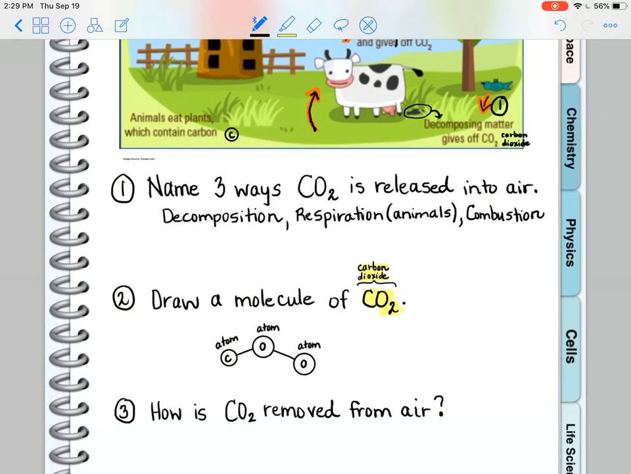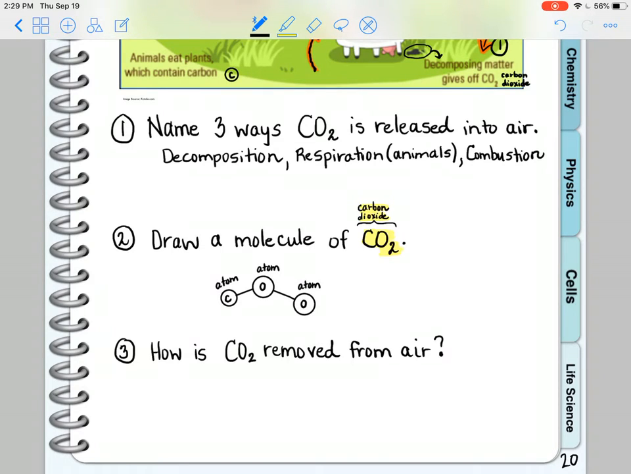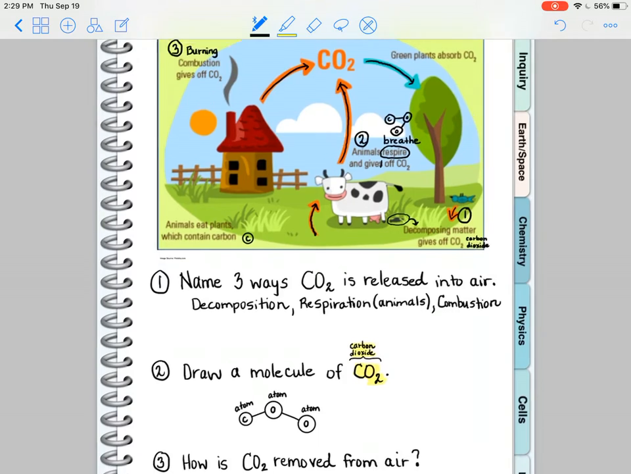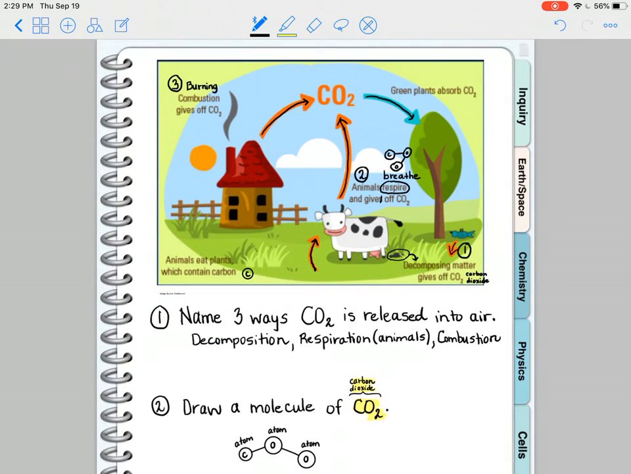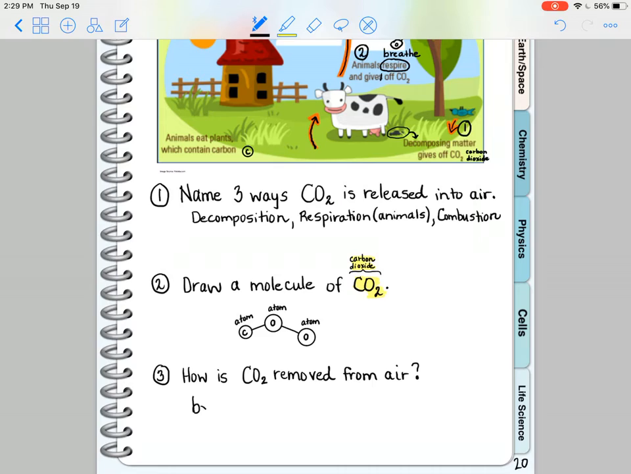And we have already drawn our molecule with 3 atoms. So how is CO2 removed from the air? Well, here is the way that that's removed. The green plants are removing carbon dioxide. So we can just say by green plants absorbing.